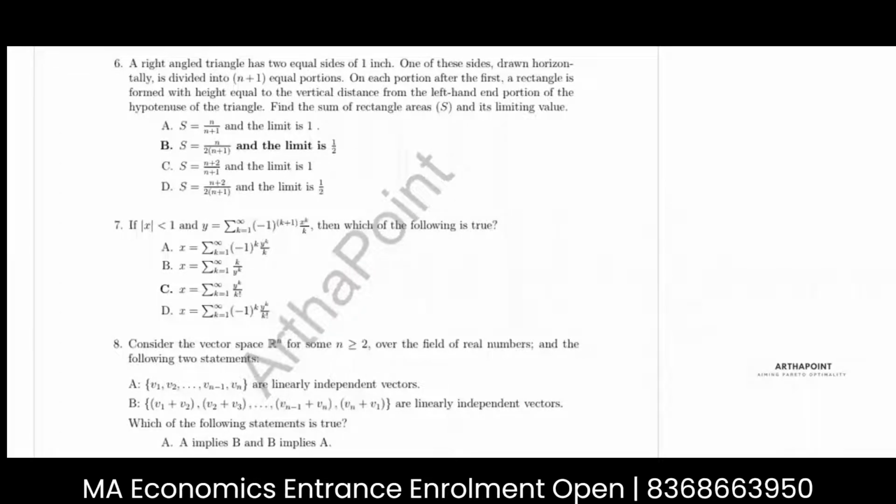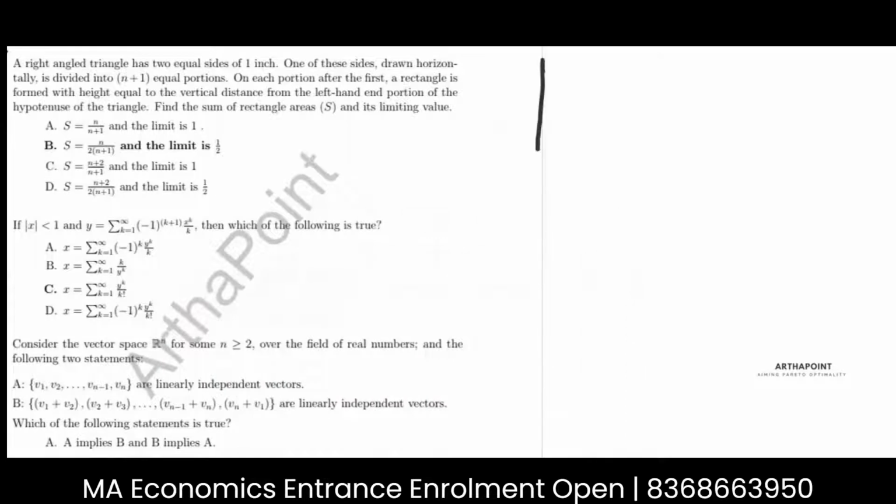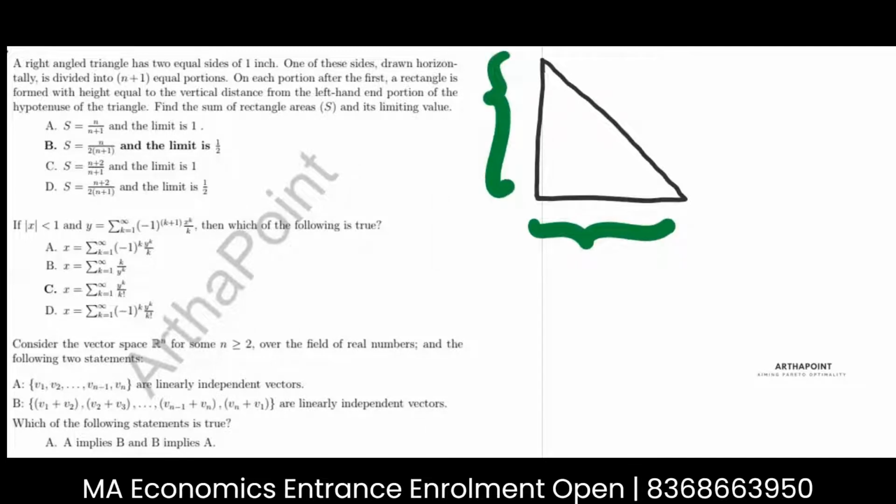Okay, let's go ahead and consider question number 6. This is a DSE 2021 question. Let's see what the question is saying. A right angled triangle. So we have a right angled triangle. It has two equal sides, so it tells us that these two sides are equal. It's an isosceles triangle also, of 1 inch each. This is 1 inch, and this is also 1 inch.